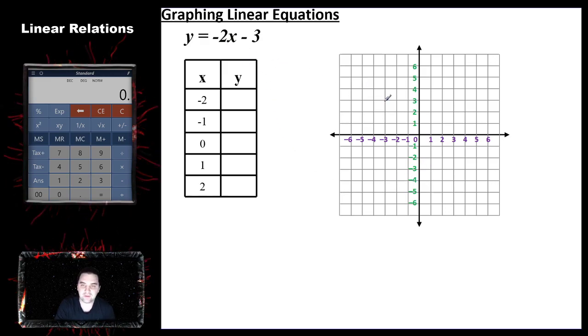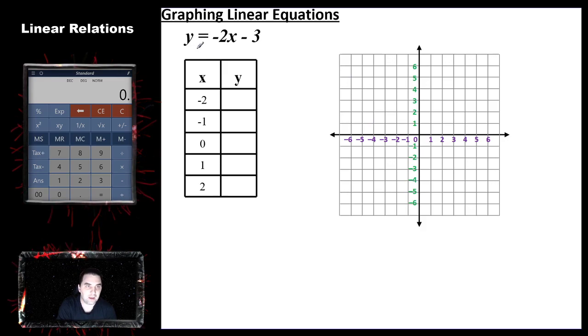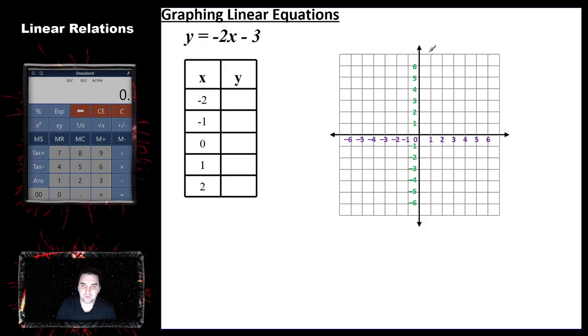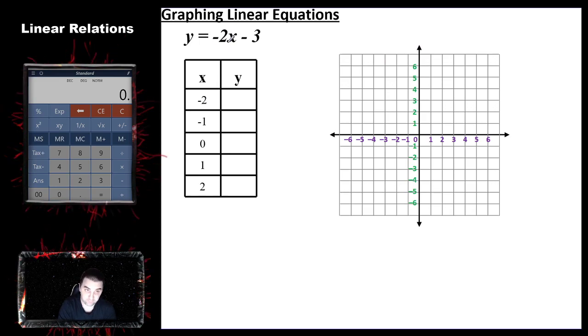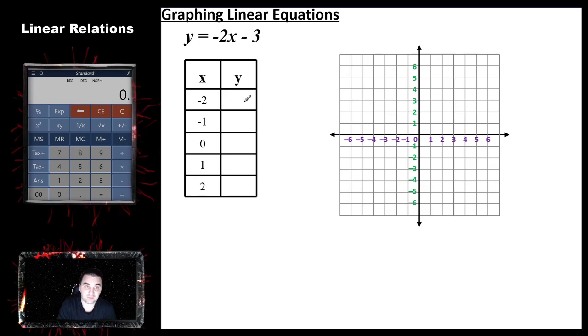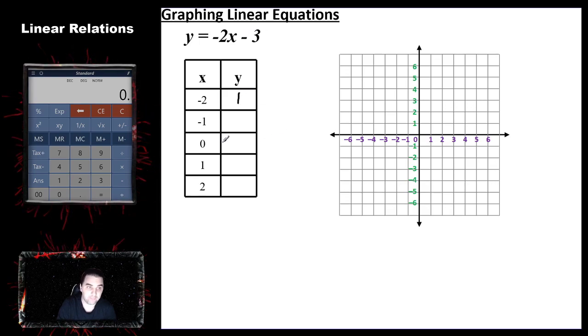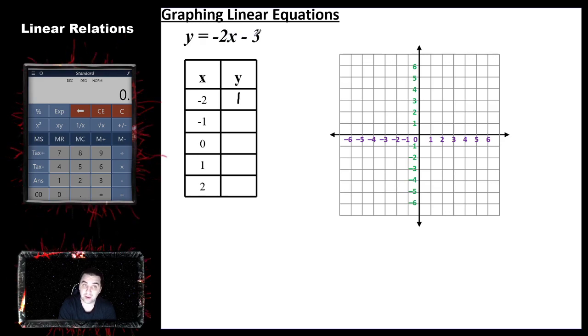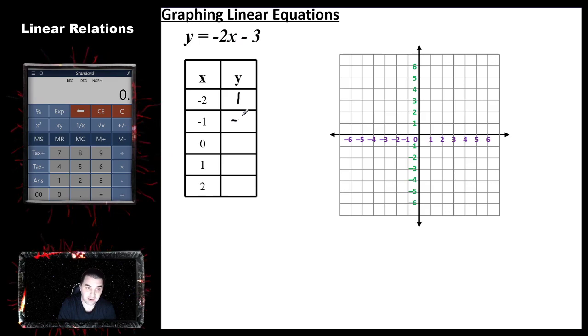All right, so this one we're going to go through. We have y equals minus 2x minus 3. So I'm going to substitute all these values. Minus 2 times minus 2 is positive 4. Positive 4 minus 3 is 1. Minus 1 times minus 2 is positive 2. Positive 2 minus 3 is minus 1.